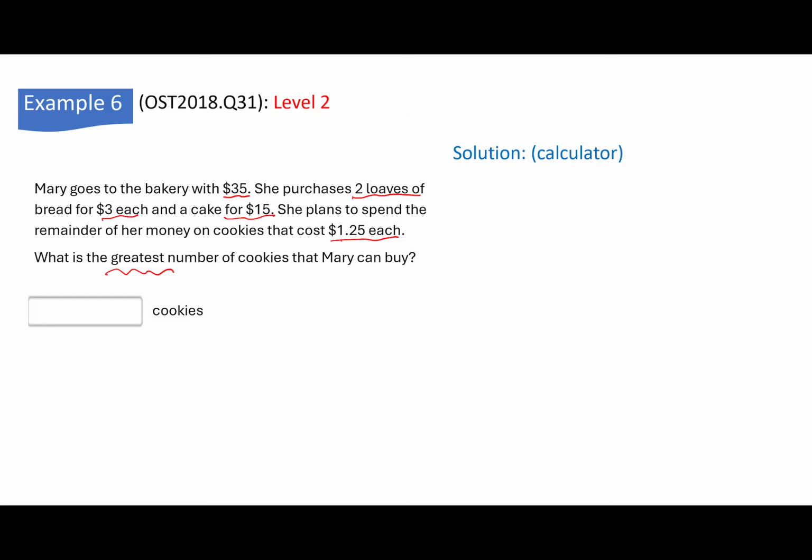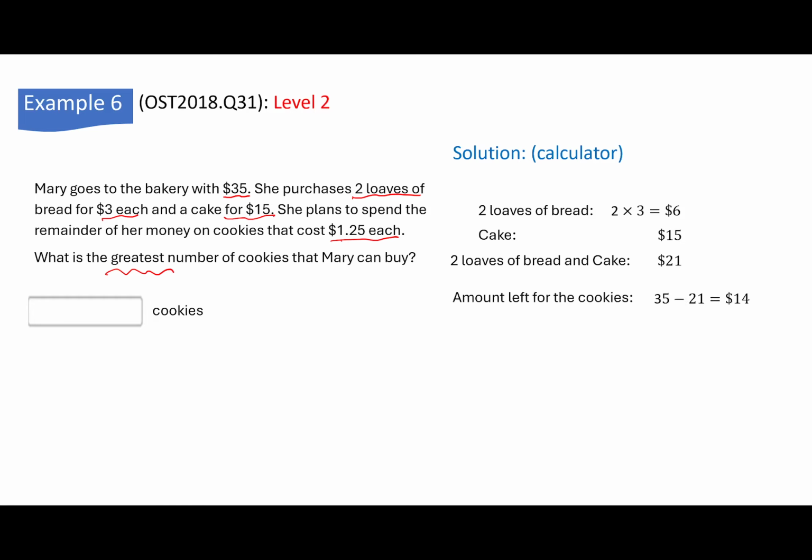Okay, so 2 loaves of bread, 2 times 3, $6. Cake, she spent $15. In total, she already spent $21. How much is left? $14. Each cookie is $1.25. So $1.25 times the number of cookies should be less or equal than 14. That's all the money she has, $14. When you solve this, you get C less or equal than 11.2. But remember, C is a number, so it can't be 11.2. The answer would be 11, the greatest number.